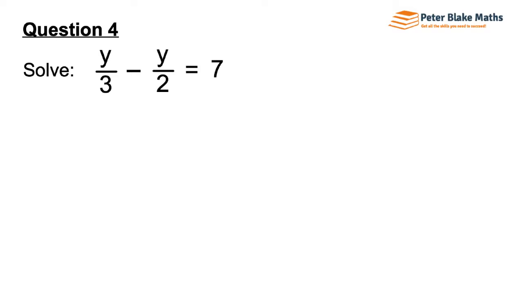Question 4. Solve y over 3 minus y over 2 equals 7.